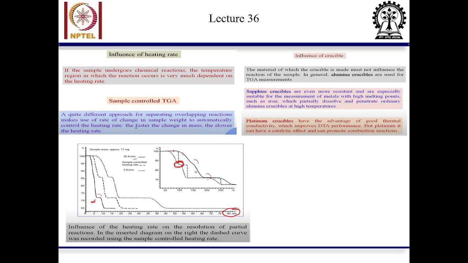Now, the influence of the crucible. The alumina crucible is basically used and can go to somewhere around 1300 degrees centigrade. We went to the sapphire crucible, which is more resistant with a very high melting point, but which partially dissolves and penetrates the ordinary alumina crucible at high temperature. So for this we have this crucible. Now we can go to the platinum crucible.